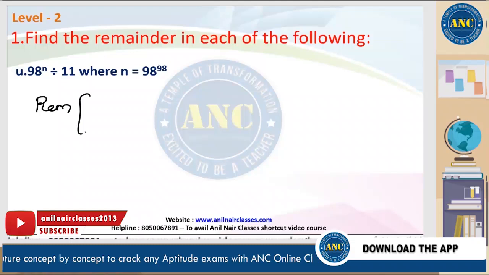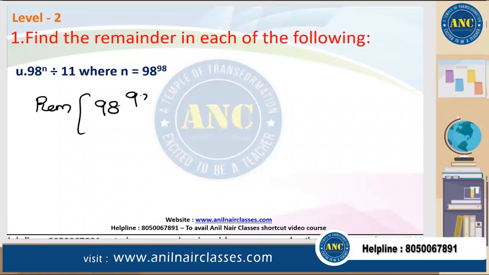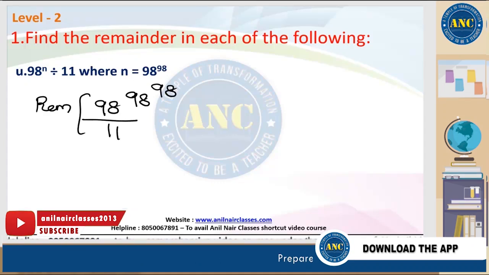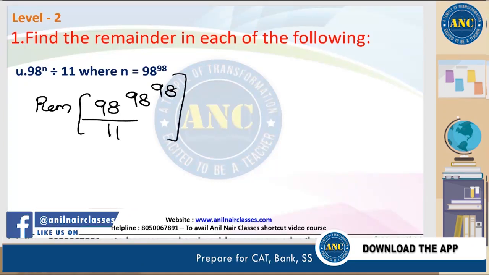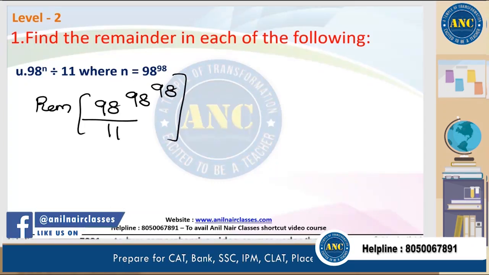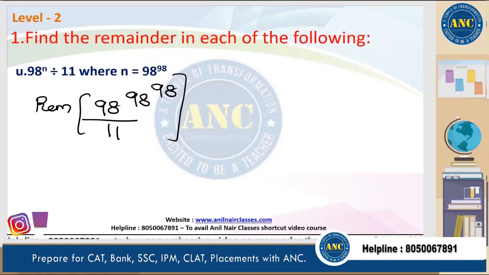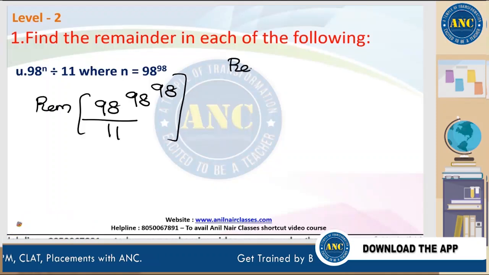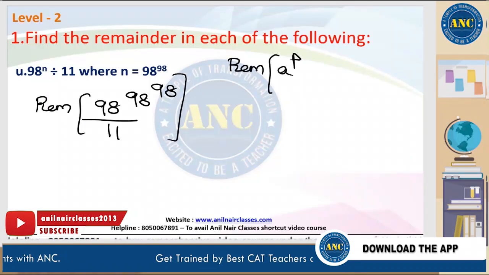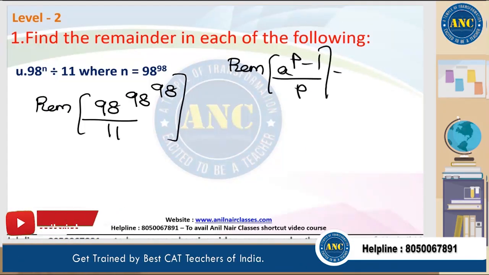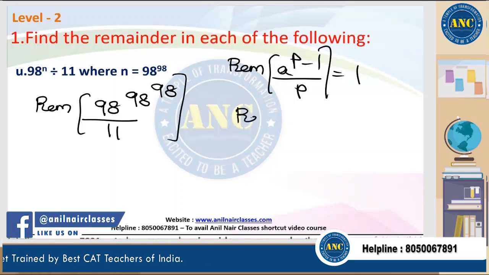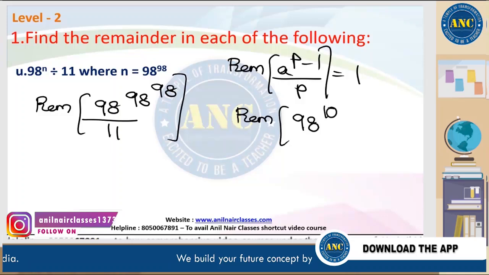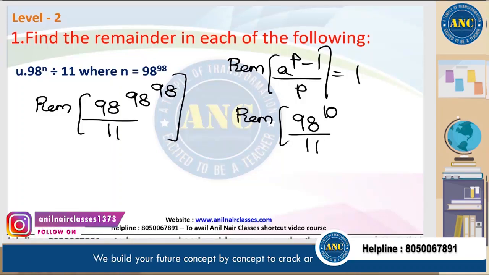98 power 98 power 98 divided by 11. Very good question it is. Extremely good question. What is the concept which we are using? Remainder 1. A power p minus 1 divided by p is 1. So remainder 1. 98 power 10 divided by 11.